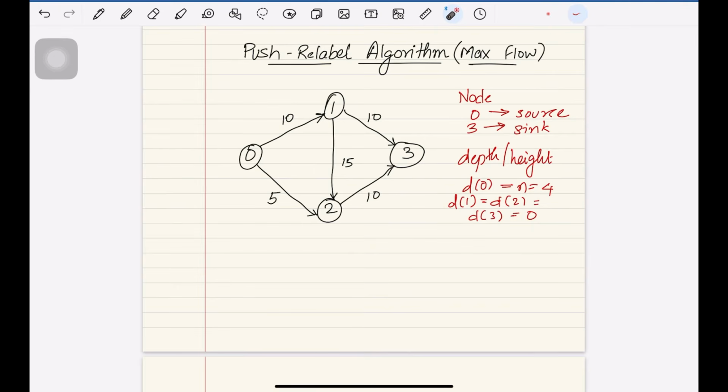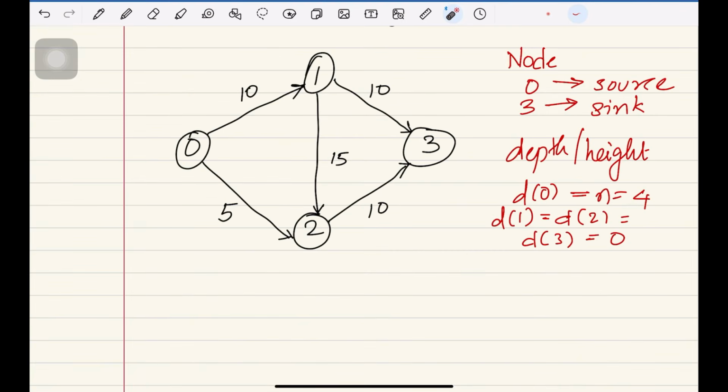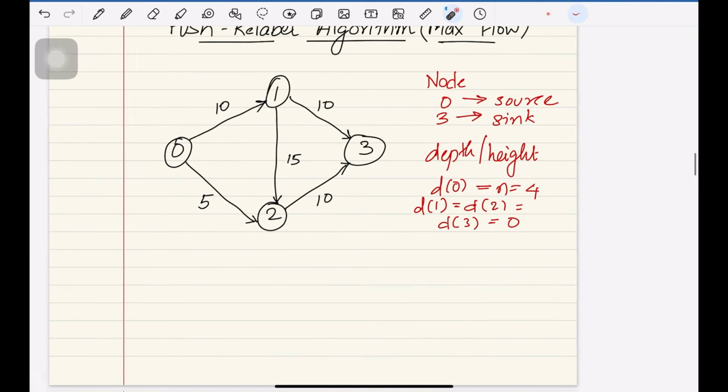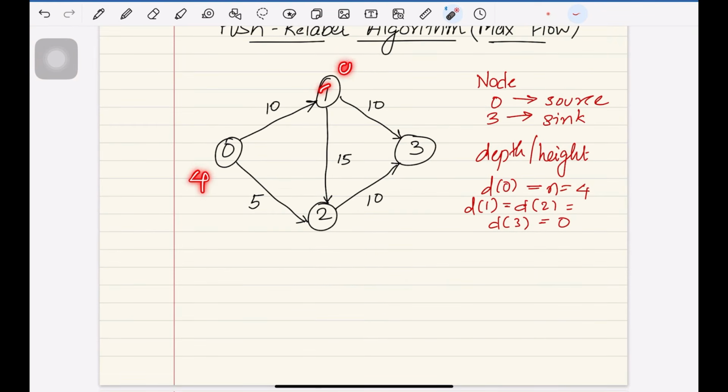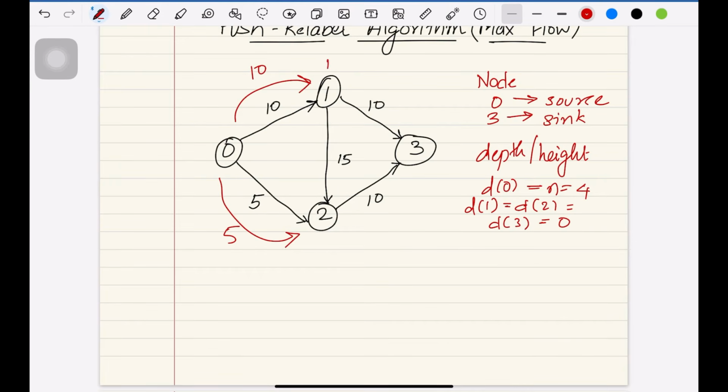Now we need to start pushing the flow from this source node to its neighboring nodes. Since it's a directed graph, we can send the flow to nodes 1 and 2. Since the height of 0 is 4 here and the others are 0, we can send it. So we are going to send 10 here and 5 here. So at node 1 we have 10, at node 2 we have 5.